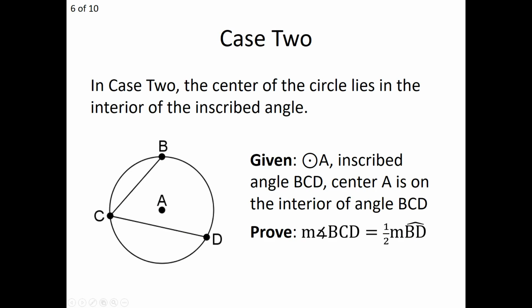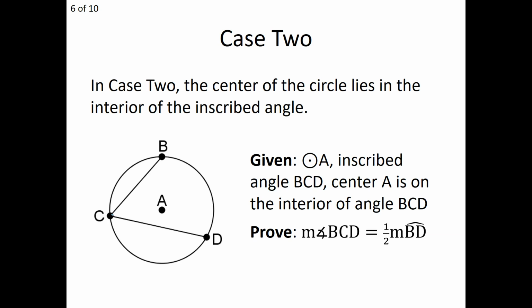Let's take a look at case 2. If case 1 was that one of the sides passes through the center of our circle, then the other 2 cases, case 2 and case 3, revolve around where else that center of the circle could be. In this second case, we find the center of our circle could be on the interior of the 2 sides of our angle.